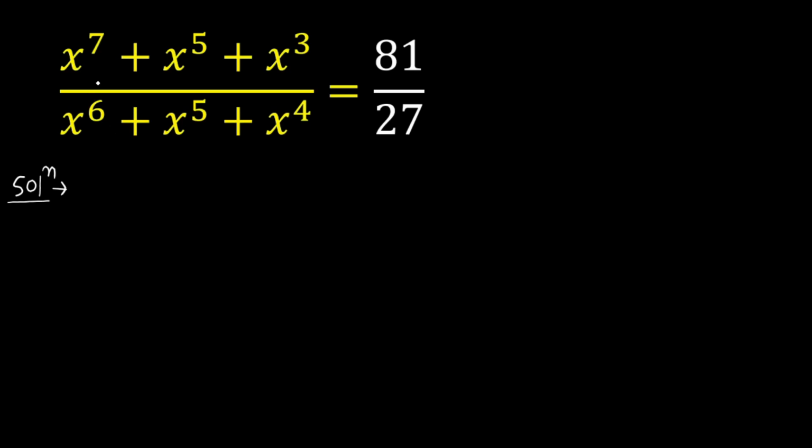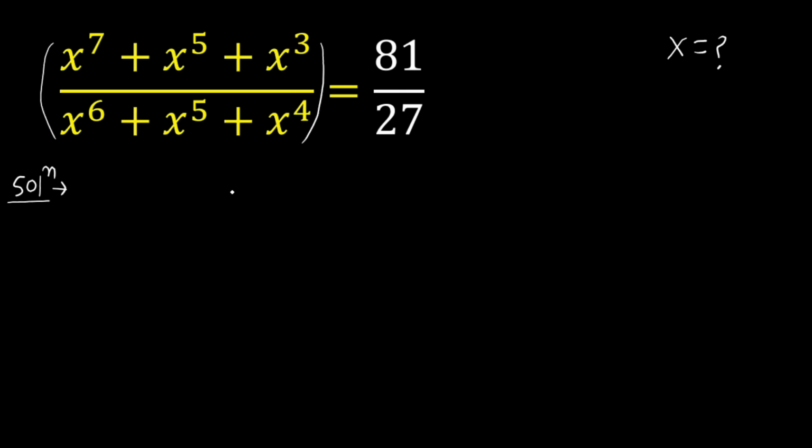Hello students, in this video we are going to solve (x^7 + x^5 + x^3) divided by (x^6 + x^5 + x^4), and this is equal to 81 divided by 27. Here we will find the value of x. Look carefully at the left hand side.